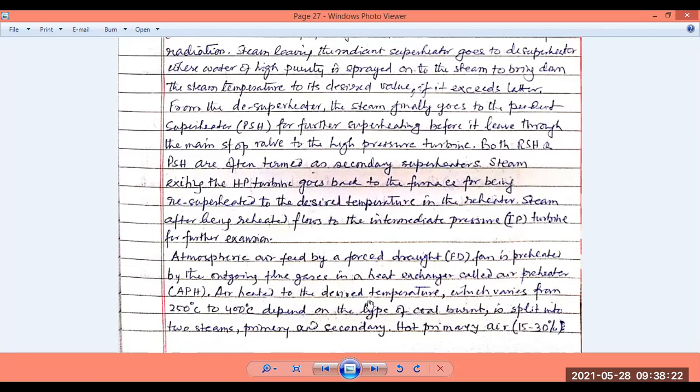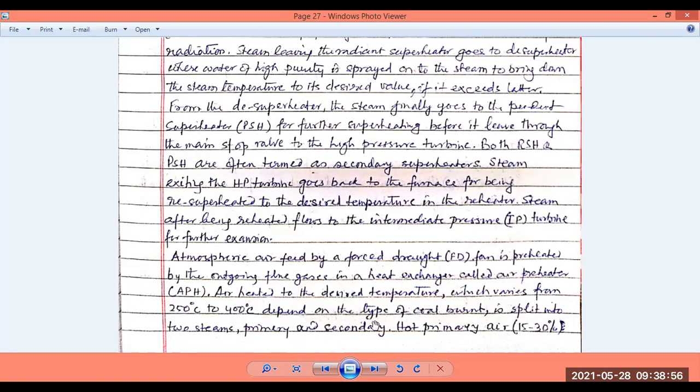The air is heated to the desired temperature, which varies from 250 degrees centigrade to 400 degrees centigrade, depending on the coal being burned. So it mainly depends on the type of coal. Coals with very high octane require less heat because they burn easily and generate the heat energy themselves.